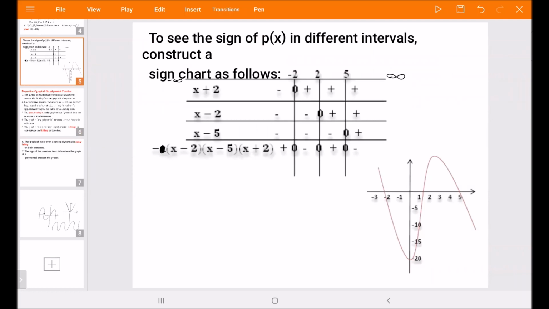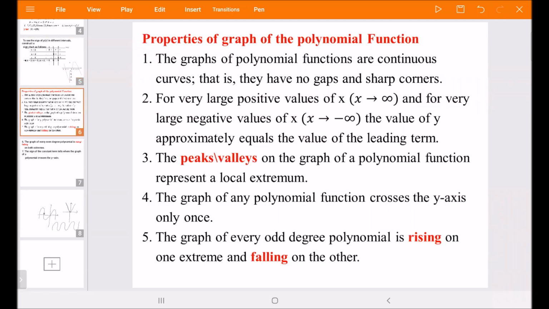As you can see, it is rising on the left extreme because as the value of x is a very small number, or as x approaches negative infinity, this is rising. Because this is an odd degree polynomial, as x is a very large positive number, it is falling. You can observe from here, the graph of this polynomial is falling as x is larger and larger. So the graph of every odd degree polynomial is rising on one extreme and falling on the other.